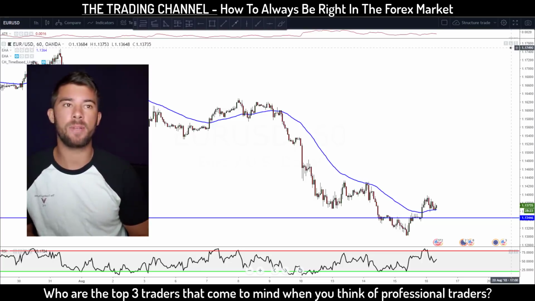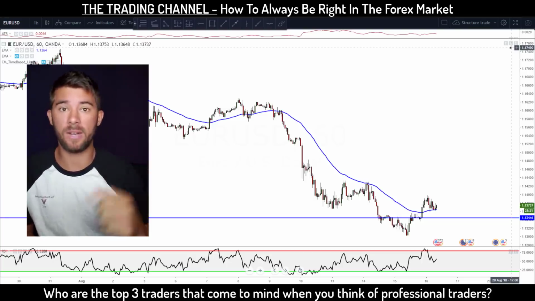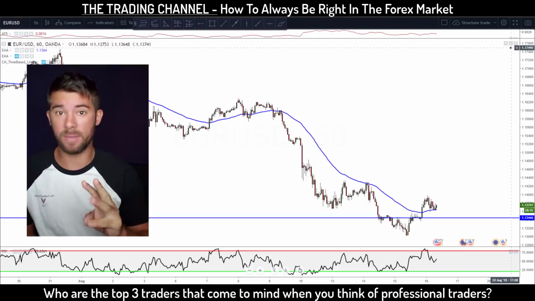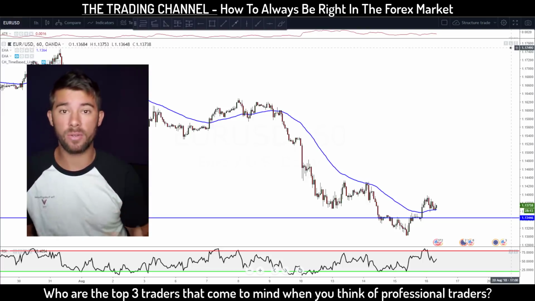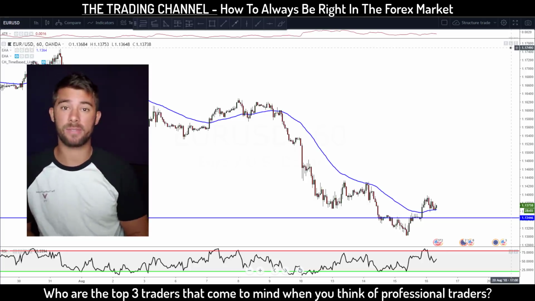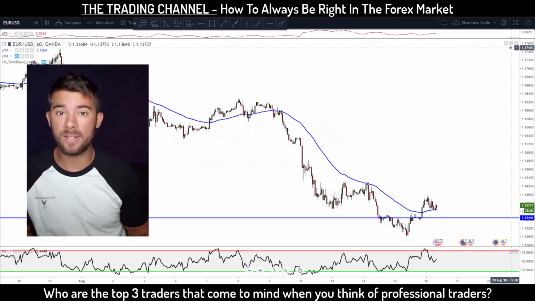Now, out of these top 3 people, the chart we're looking at right now is the euro-dollar chart. Out of these 3 traders, if we were to ask them, all 3 of them right now, do you think the euro dollar is going to go up or go down from where it is right now? Do you think we would get 3 of the exact same answers? Well, the answer to that, of course, is probably not.